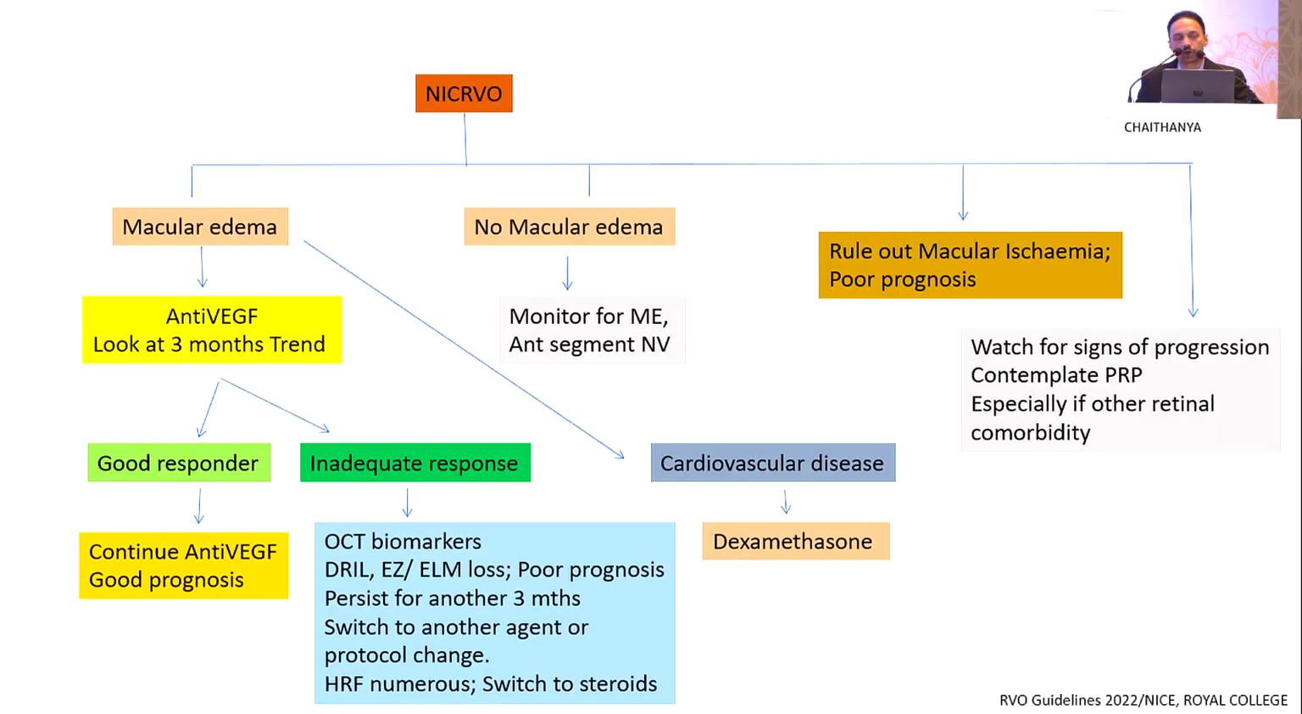So this is my algorithm. In a non-ischemic CRVO, when you have macular edema, we start off with anti-VEGF and look at the 3-month trend. If it is a good responder, continue, and it's a good prognosis. But if it is an inadequate response, you look at the OCT biomarkers at that point of time, look at poor prognostic markers, and you could persist for another 3 months, because the trial says that some people may respond a little later.